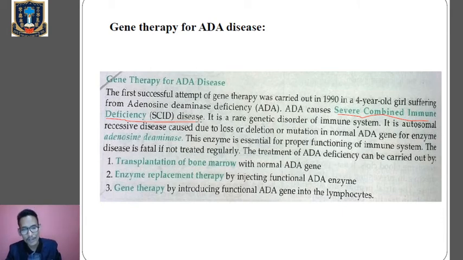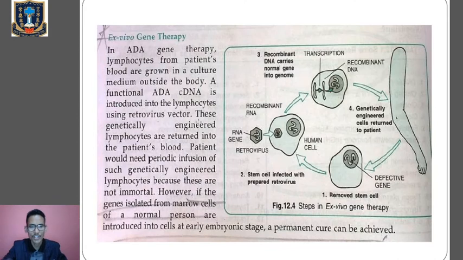And the treatment for ADA disease can be carried out by transplantation of bone marrow with normal ADA gene, or enzyme replacement therapy, where we will inject the functional ADA enzyme, or we have to go for gene therapy by introducing the functional ADA gene into the lymphocytes. So here we will talk about the gene therapy process for the treatment of ADA disease. Clear?